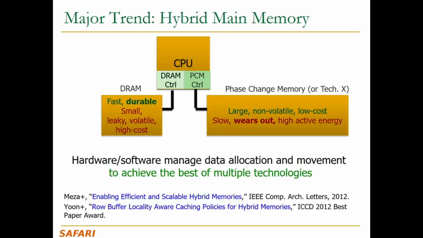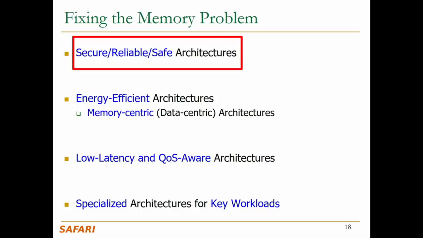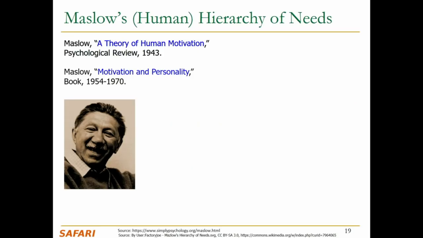Okay, so let's go a little bit more into detail in the memory scaling problem. There's a lot in the memory problem space, and we're working on a lot. But I'll start with the security part of it, or reliability and safety. I see these as interconnected, and I'm going to make the connection. But there's a lot more to do in the memory area, as you can see. So why start with security? I like tying this to human lives also.